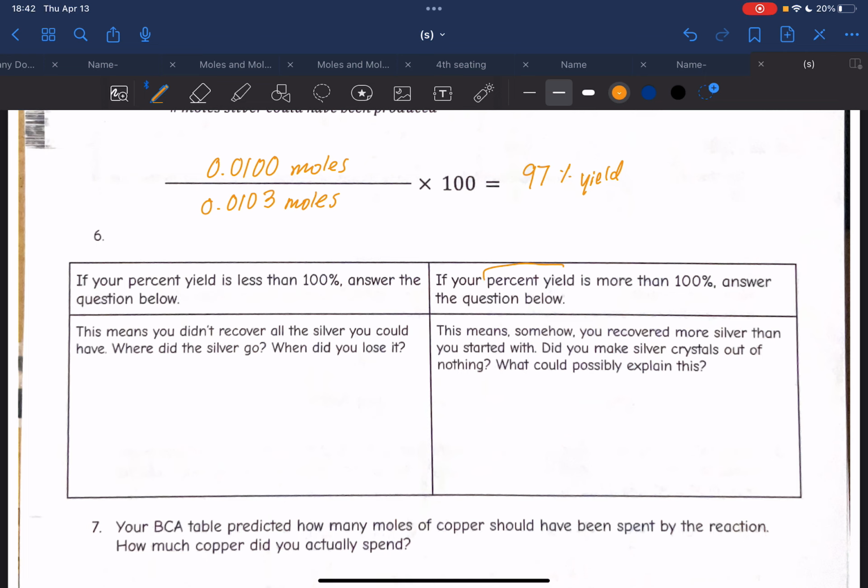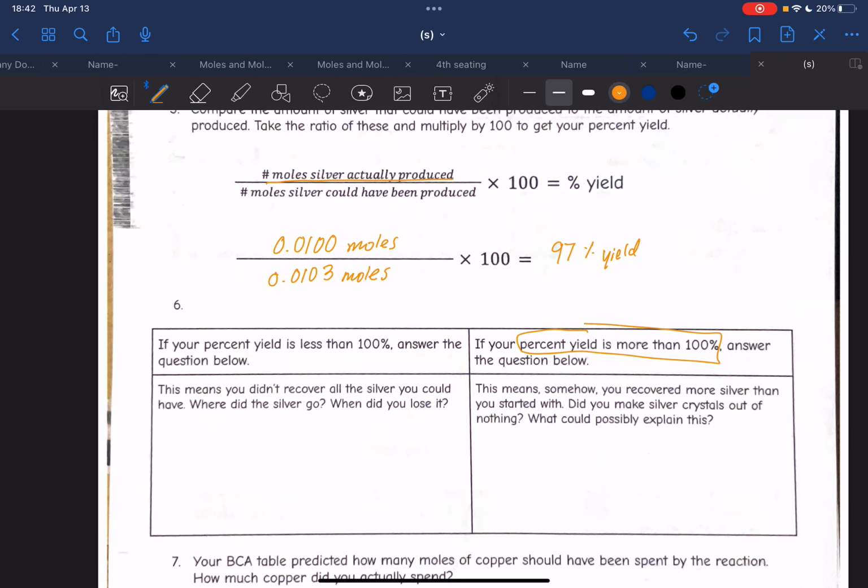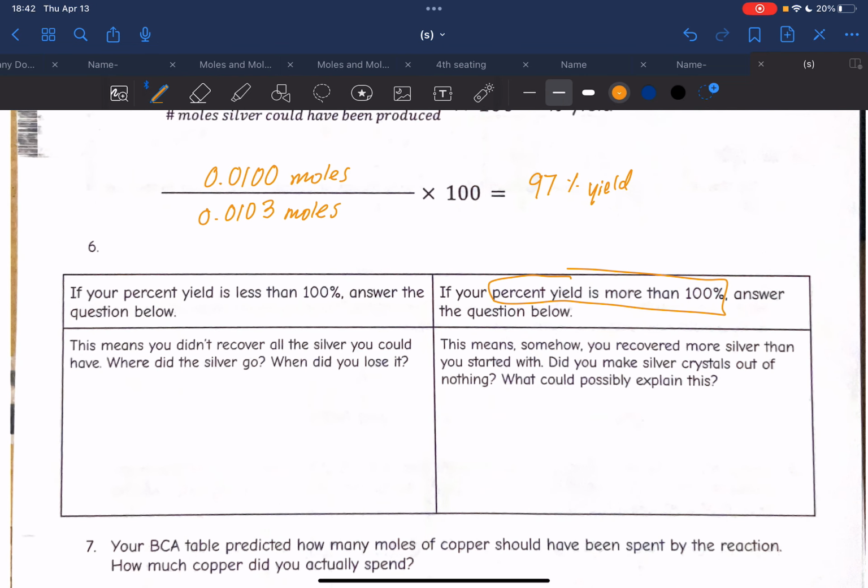If your percent yield is more than 100 and you are confused by that, because it's a little bit confusing, right? Somehow we must have recovered more silver than we started with. And we know that's not possible because of the law of conservation of mass, right? We cannot make silver crystals out of nothing.